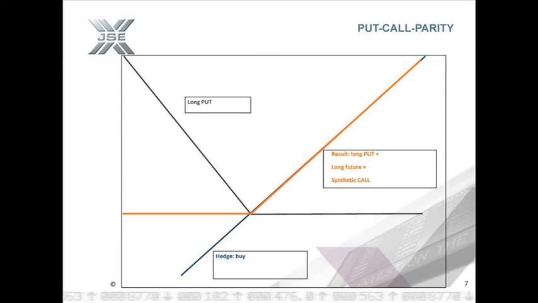If we combine the two, the long put, and I show the long position on the futures contract in blue, if you take those two payoff diagrams together, we get the orange line. And that is actually just the payoff diagram for a call option. And here you have your first lesson in terms of put-call parity, which states if you're long a put plus long the future will give you a synthetic call option. Now you will learn more about structures in another lesson, so I'm not going to go further into that.